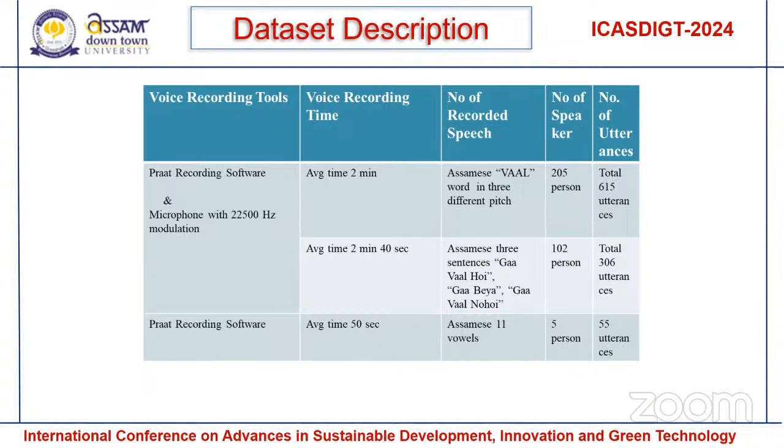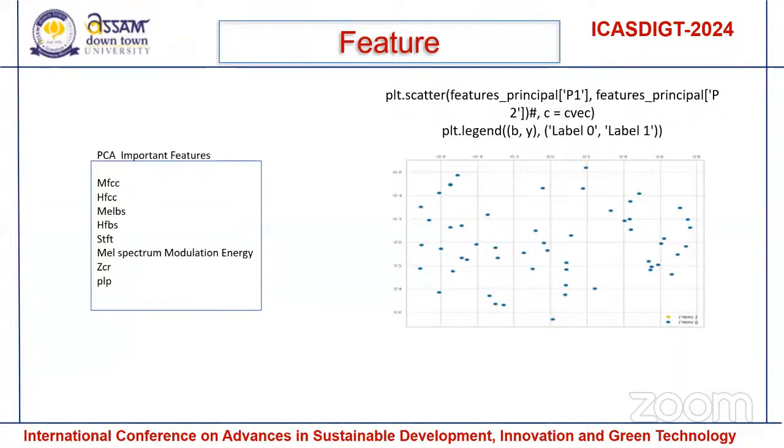Before that, we tested with the 11 Assamese vowels and other consonants of the Assamese language from 5 people. The total was 55 utterances. We used PRAAT software for recording, with a microphone and 22,500 hertz modulation for recording purposes.